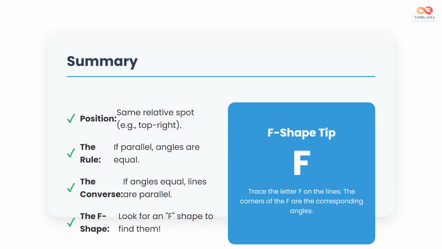To wrap up, corresponding angles are in the same relative position. If lines are parallel, the angles are equal. If the angles are equal, the lines are parallel. A great tip is to look for an F shape formed by the lines. The angles inside the corners of the F are your corresponding angles.